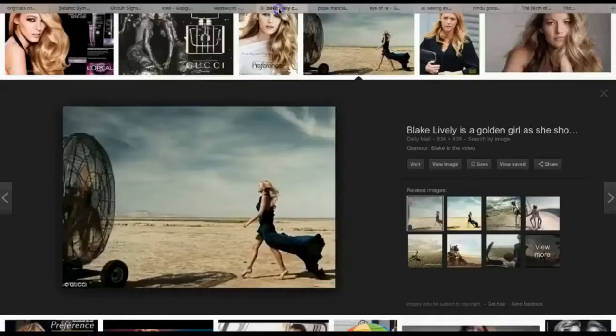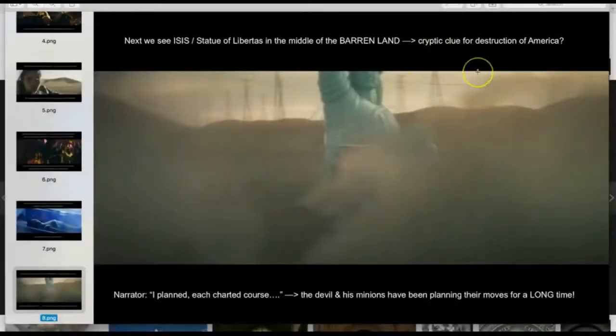We've seen that in many commercials. There's one with Blake Lively for a Gucci perfume commercial. And yet again, walking through the barren land. I believe this is possibly showing Hades or the other side, and basically where these things are coming from. In the middle of the barren land, is this possibly a cryptic clue for the destruction of America?